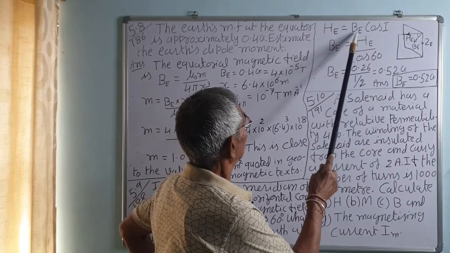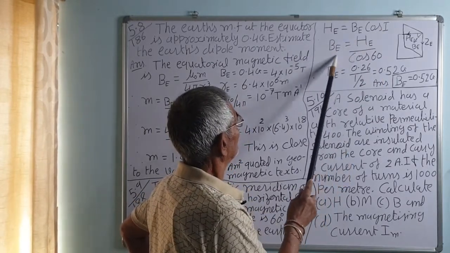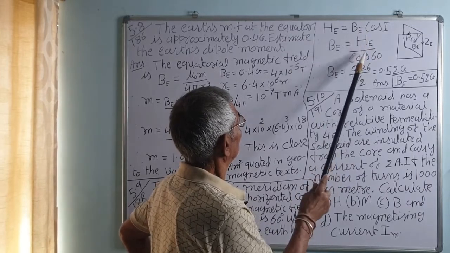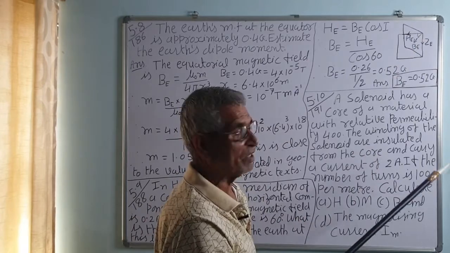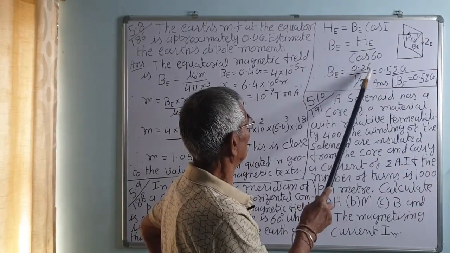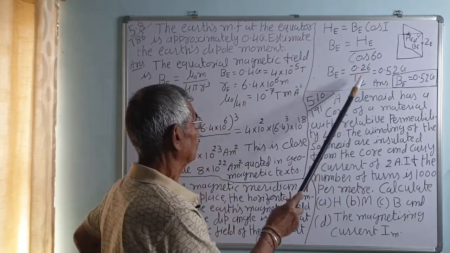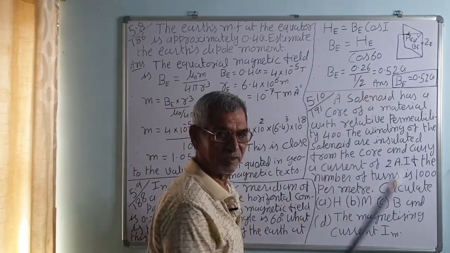So HE is equal to BE cos I, correct. So BE is equal to HE upon cos I. Now I, the inclination angle, is 60 degrees, so B is equal to the given horizontal component 0.26 Gauss upon cos 60, which is half, that is 0.5. It's a very easy oral answer.